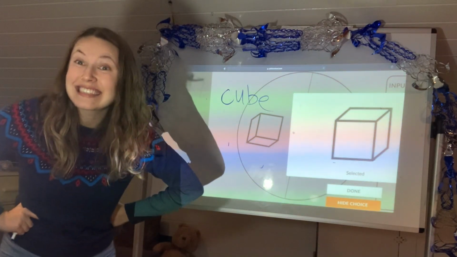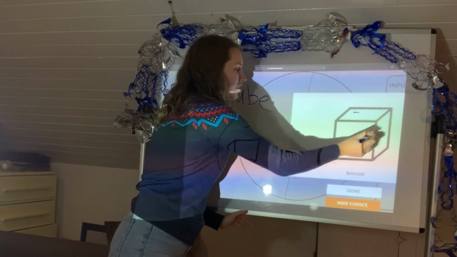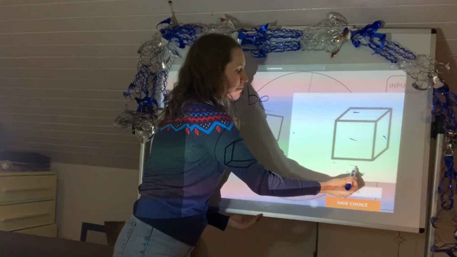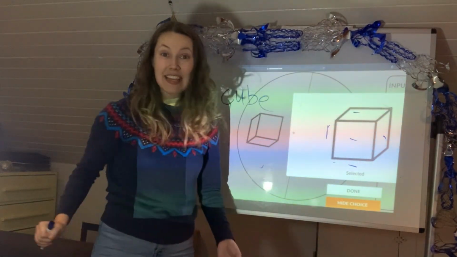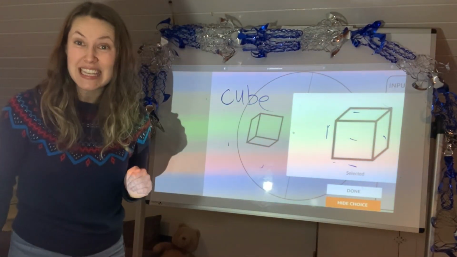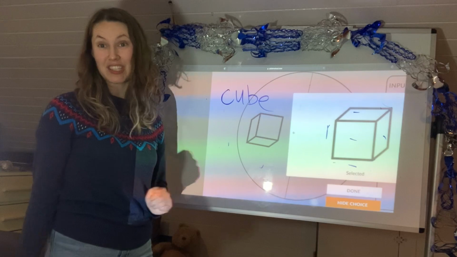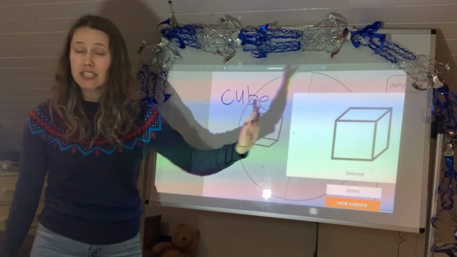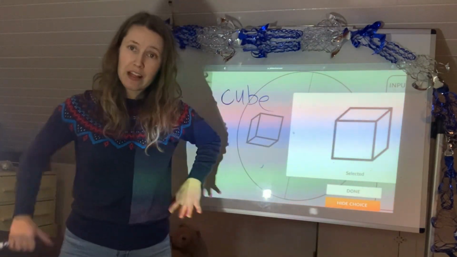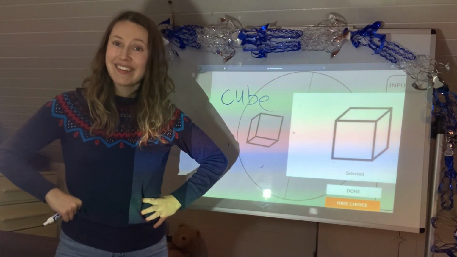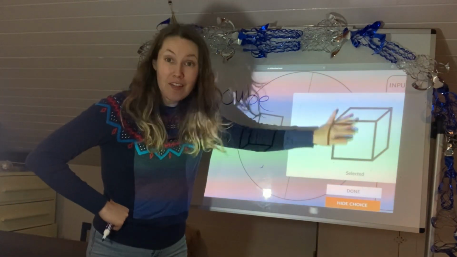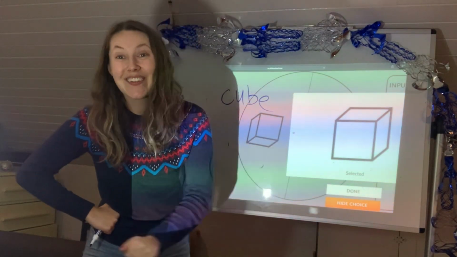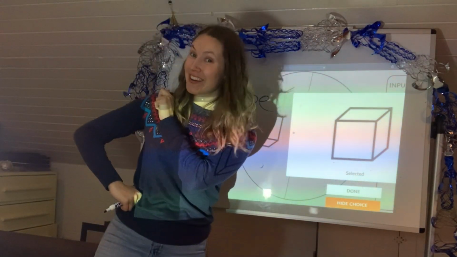It has 6. 1, 2, 3, and then there's 1 on the bottom. 4, 1 on the side, 5, and 1 on the back. 6. There are 6 flat faces and 12 pointy edges. Now, what shape are the 6 flat faces? What shape are my flat faces on this cube? They are squares. So my cube has 6 flat square faces. Great work. We've got one more shape to talk about.